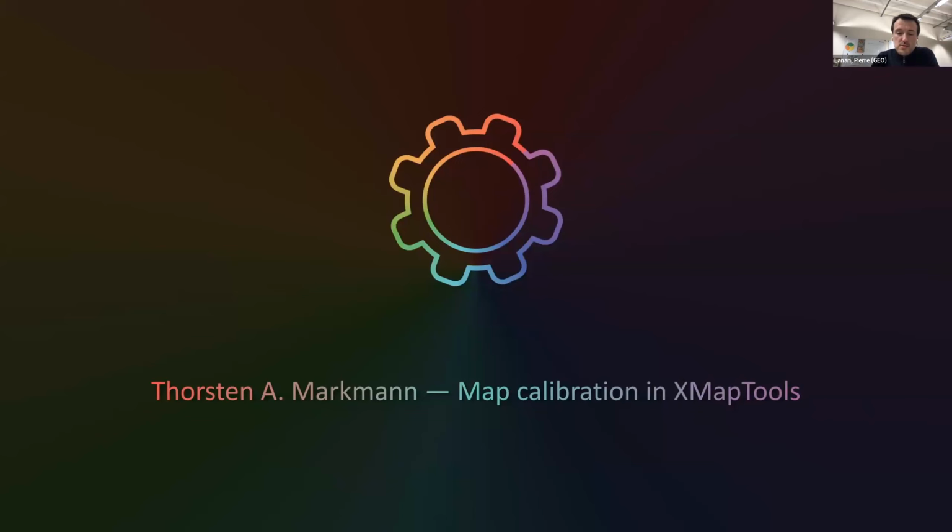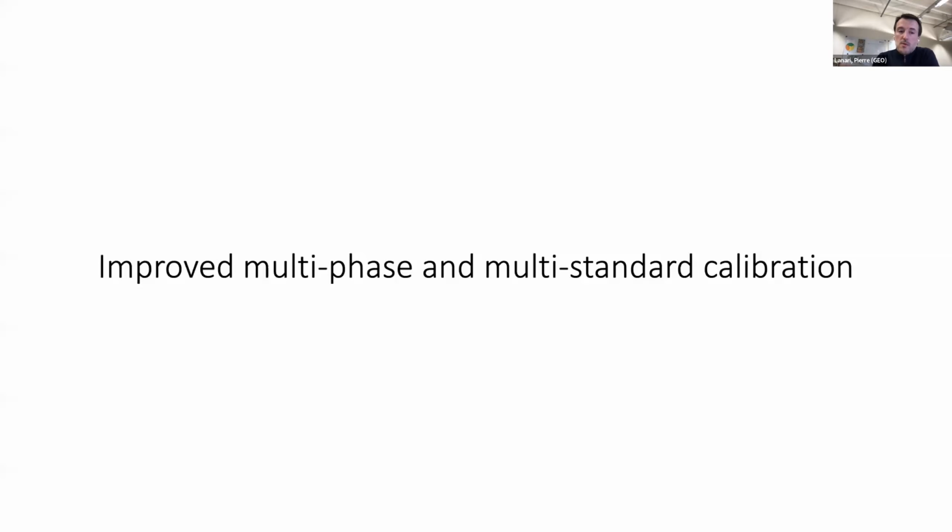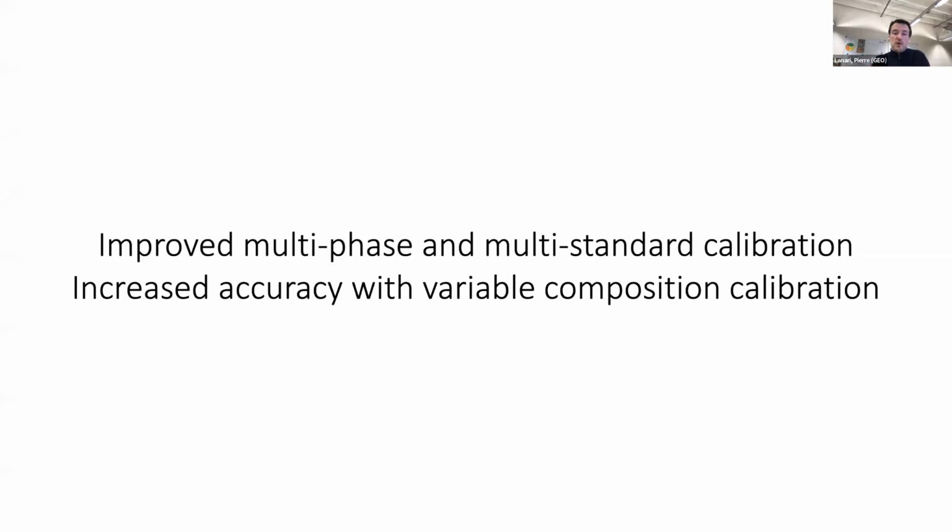And to really shortly summarize what you have seen is that we have improved this multi-phase and multi-standard calibration, and it's very handy because you can easily go phase by phase and check that your settings are the right one for this phase. And you can also select different standards for each element. The variable composition calibration is very important because it allows you to increase the accuracy. In the case of garnet, it's better to calibrate garnet with calcium rather than using silicon that has a high background that has some interferences in the measurements.